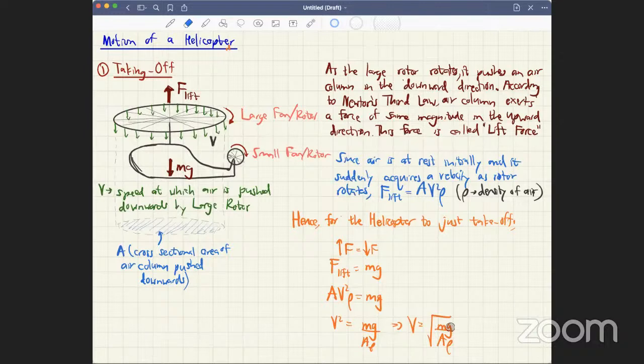Okay, so this is the equation, people, and here rho is the density of air, m is the mass of the helicopter. I forgot to highlight that. M is the mass of the helicopter. And A can also be considered as the cross area of the fan, the total area of the fan. Okay, that is that. Now this is when the helicopter is about to take off.